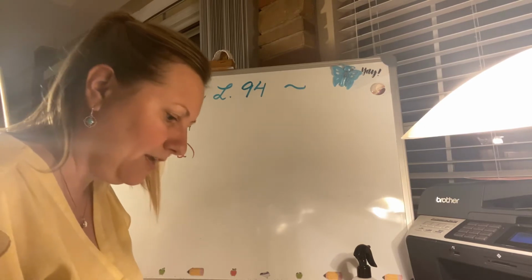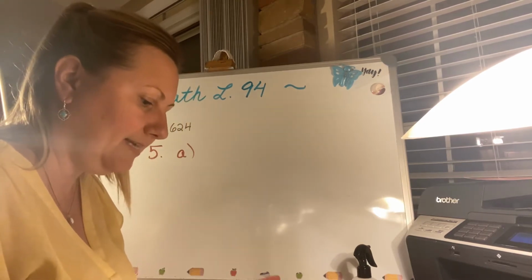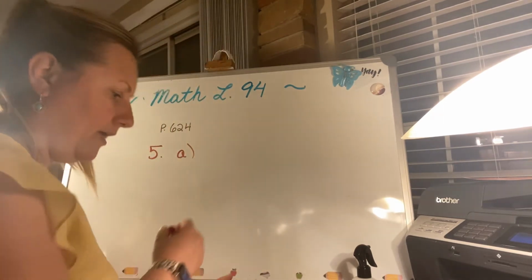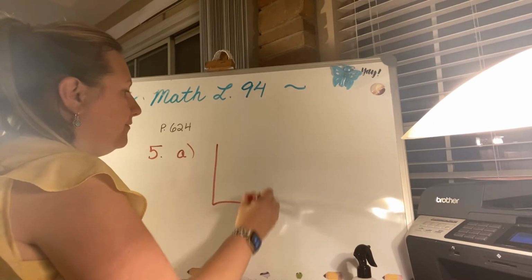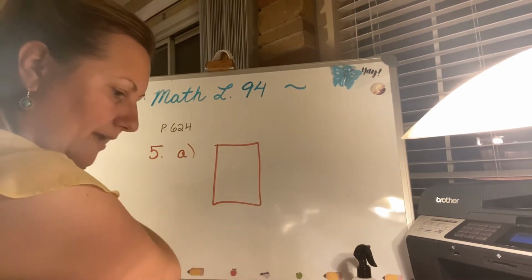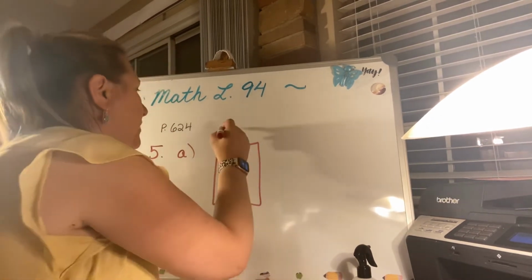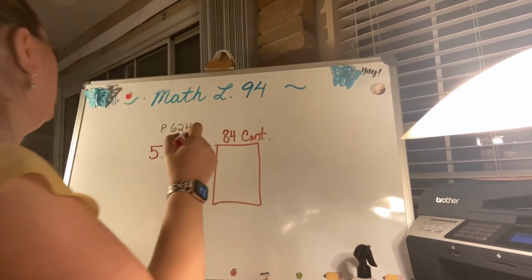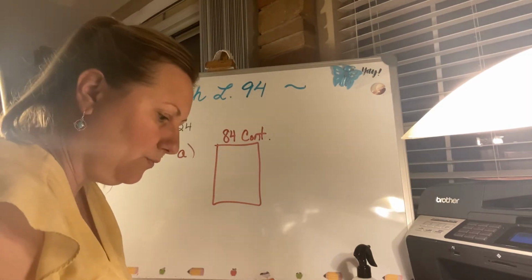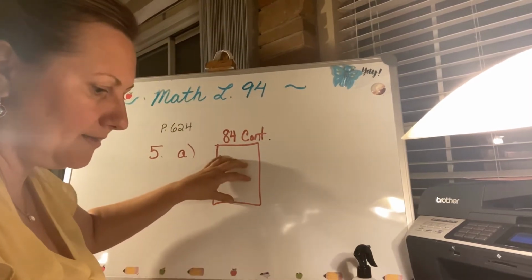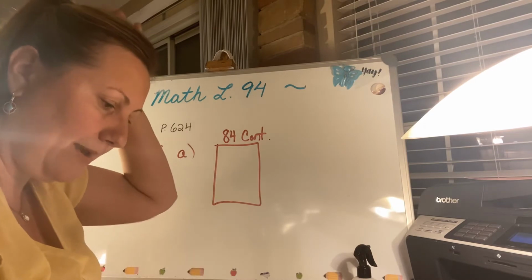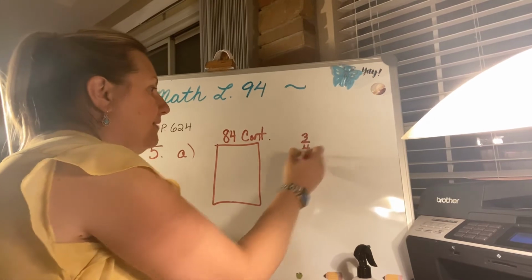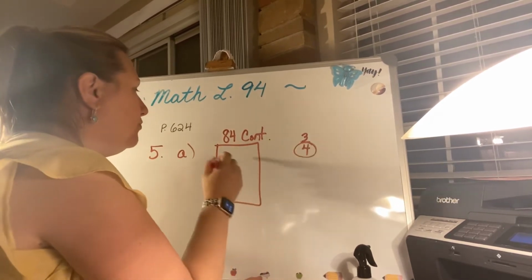Oh, I said that wrong. 3/4 of the 84 contestants guessed incorrectly. So how many was that? Draw a picture. All right. So first things first, we're going to make a box. We are going to write that there's 84 contestants at the top. Next, we are going to break up this box into the fraction amount that was given. And it said 3/4, right? Which tells me that there's 4 equal groups.